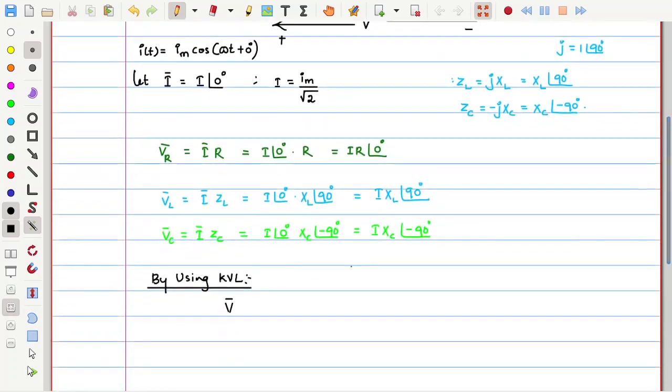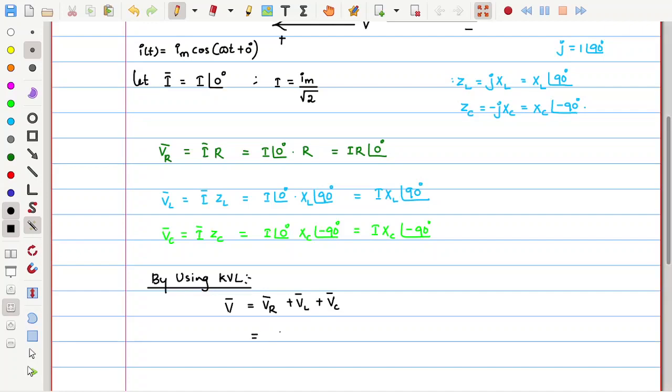So, now I can write V is equal to VR bar plus VL bar plus VC bar. See that this is phasor addition. It is not simply VR magnitude, VL magnitude, VC magnitude. It is phasor addition that you should carefully observe. Everything we are writing in phasor form.